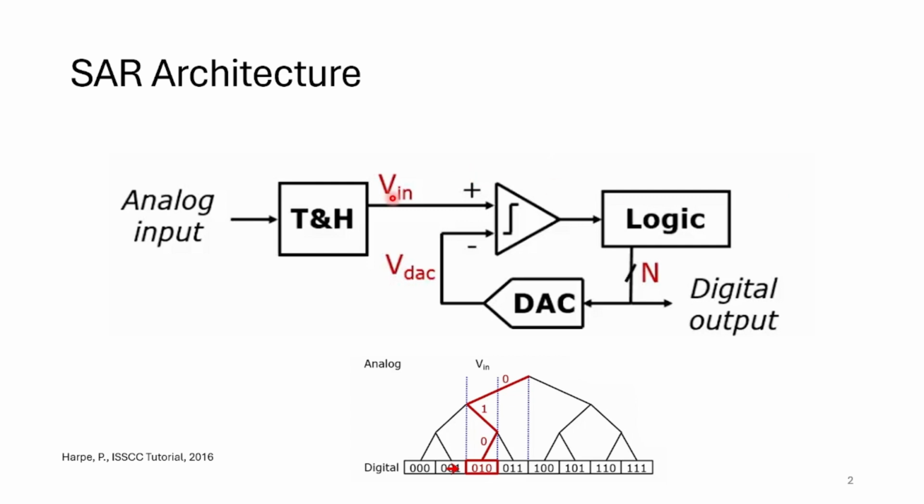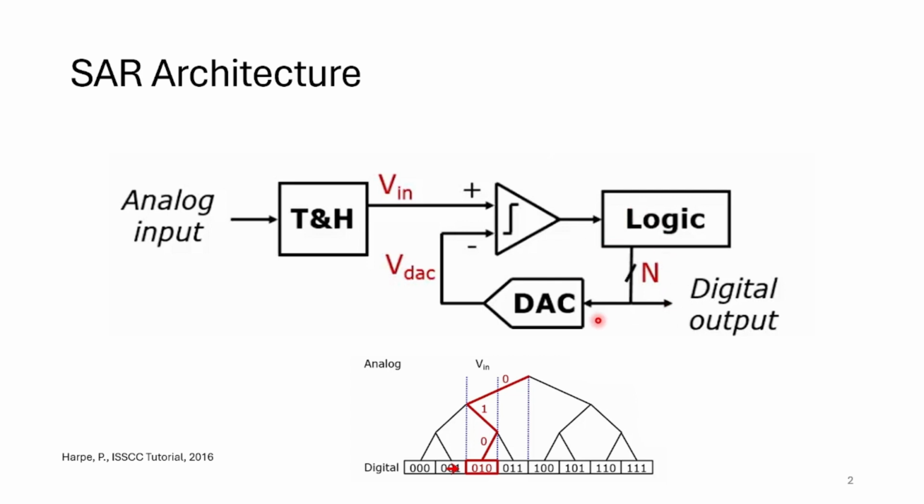Here you can see an architecture of a SAR ADC. It has a track and hold which samples the analog data. Then this comparator compares it with a reference. If the sampled data is less than the reference, the most significant bit will be 0. Here you can see that.